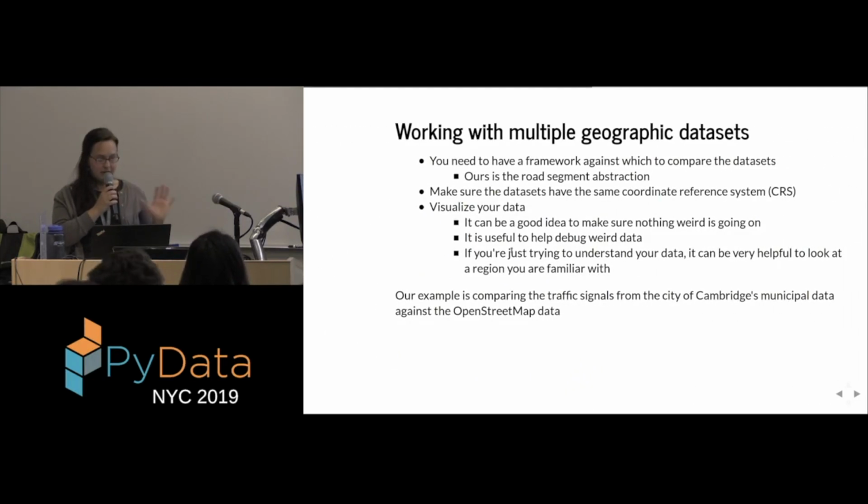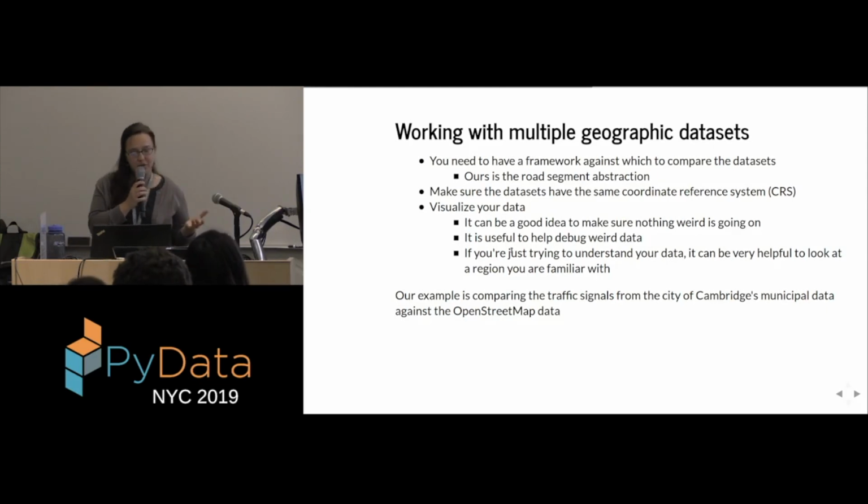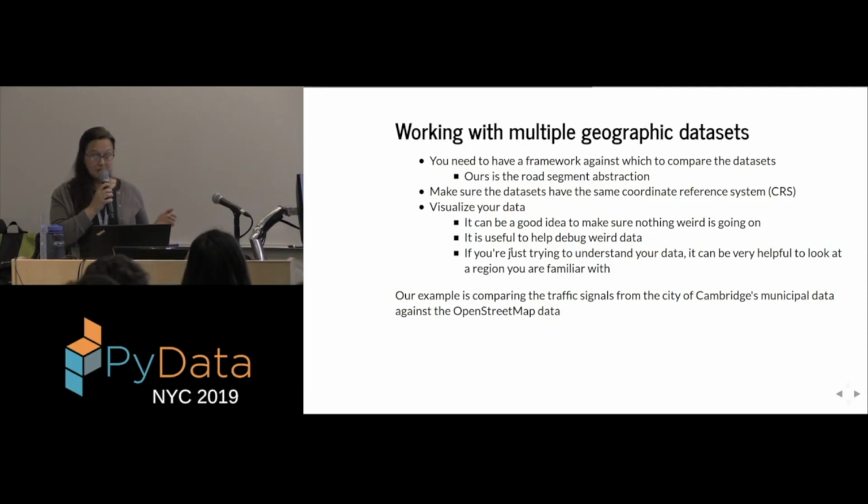All right, so we've defined this road segment. When you're working with multiple geographic data sets, you need a framework against which to compare the data sets. And so ours is this road segment abstraction. Once you've done that, you need to make sure the data sets have the same coordinate reference system. I'll talk about that in a moment. And then you want to visualize your data, probably. It can be a good idea to make sure nothing weird is going on with it. It'll help you debug. And I recommend if you're just trying to understand what's going on and this is an option for you, work with a city or a region that you are familiar with. Cambridge is my example because I live there, and so I can get a good sense of whether things are behaving as they should be.